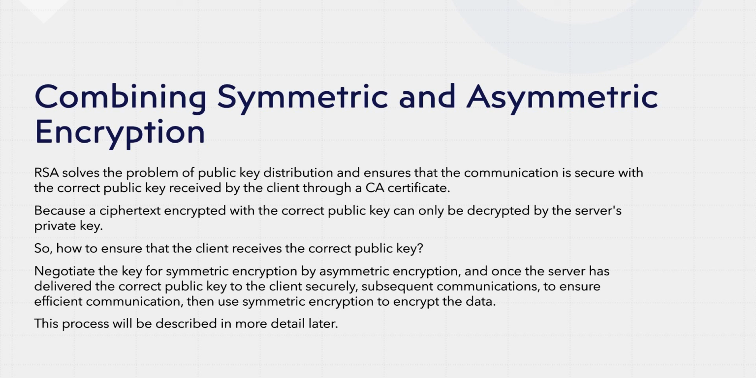How to ensure that the client receives the correct public key? We need to negotiate the key for symmetric encryption by asymmetric encryption. Once the server has delivered the correct public key to the client securely, subsequent communications, to ensure efficient communication, then use symmetric encryption to encrypt the data. So when we're combining symmetric and asymmetric encryption, we first use asymmetric encryption to negotiate which key we're going to use, and then we can use that key to use symmetric encryption, and then it would be faster. And the process will be described in more detail later.